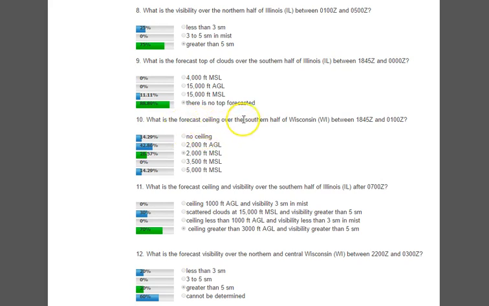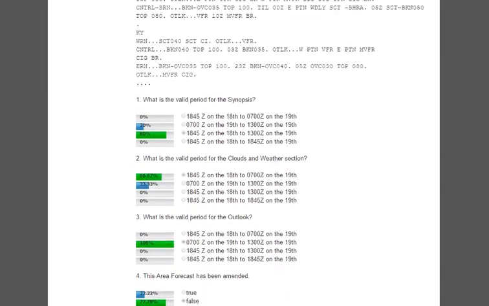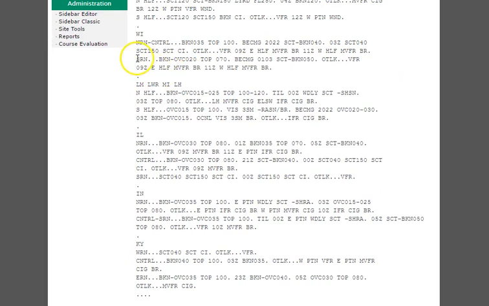What's the forecast ceiling over southern half of Wisconsin between 1845 and 1? Southern half of Wisconsin, tops of clouds. Ceiling. Forecast ceiling over southern half of Wisconsin. Okay, southern Wisconsin between 18 and 1 Zulu would be that. And it looks like the ceiling, since it's broken, it is a ceiling, and it's broken at 2,000.